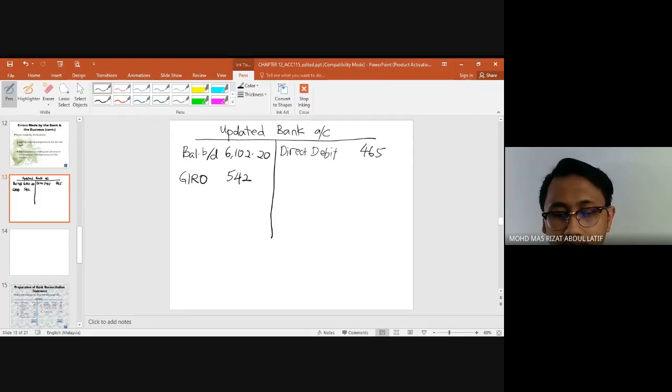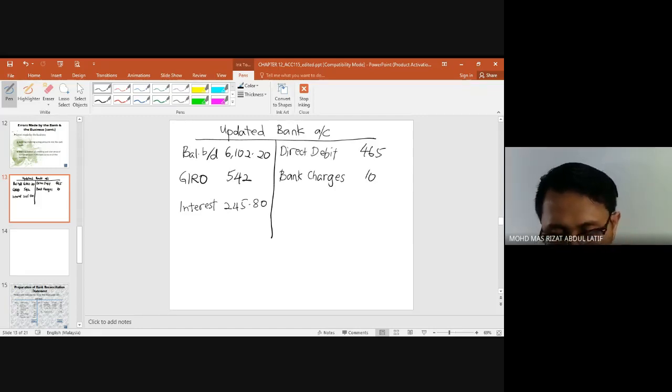Okay, done. Next, interest 245.8 appear on the credit column. So meaning to say in updated bank account dia akan appear dalam debit column 245.8. So this is interest. Okay. And then last one, bank charges 10 ringgit dalam debit column will appear in the credit side of your bank account. So bank charges. Okay, done. Ada lagi? Tak ada kan?